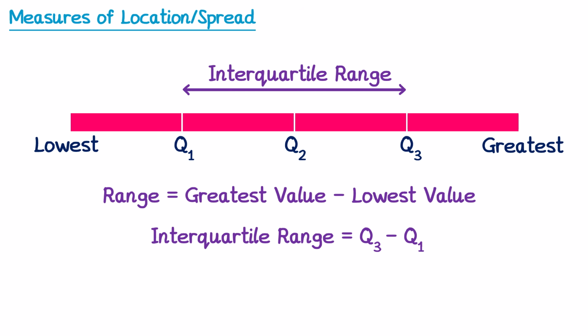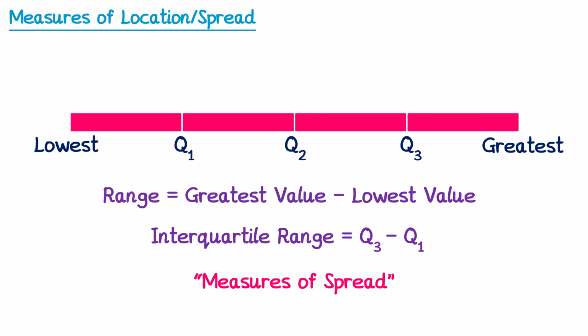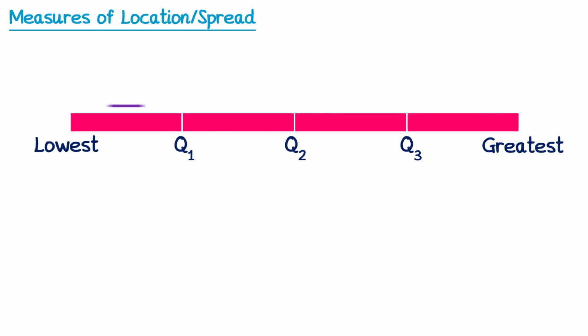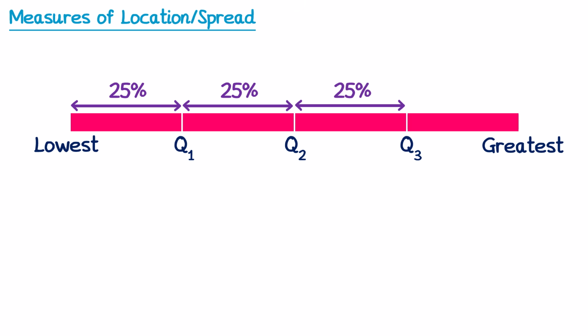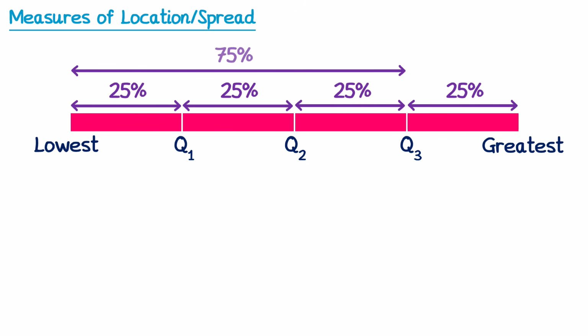These are not measures of location, but instead measures of spread. They give an idea of how spread out or varied the data is. Since each of these blocks represents 1/4 of the data, we know there's 25% of the data between the lowest value and the lower quartile. There's also 25% between the lower quartile and the median, and between the median and the upper quartile and the greatest value. We can use this information to say things like, there's 50% of the data between the upper and lower quartiles, or there's 75% of the data between the lowest value and the upper quartile.